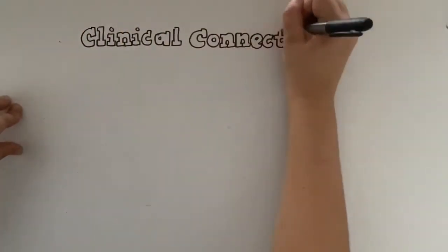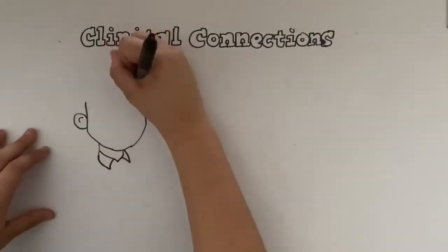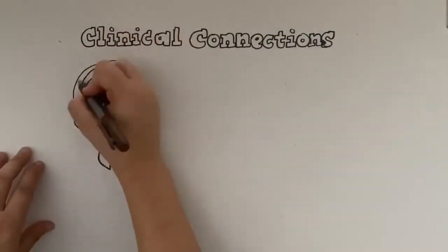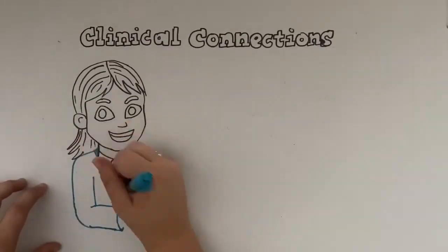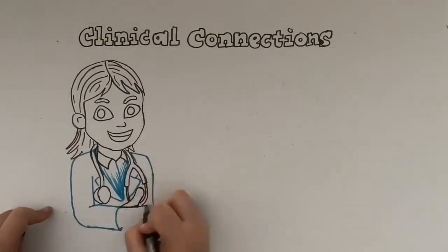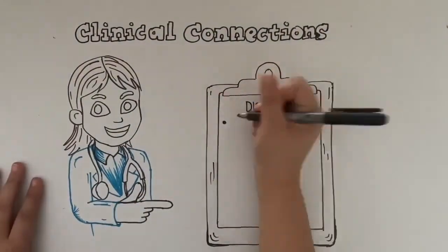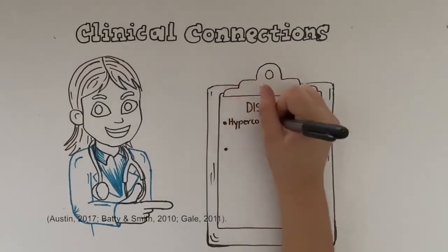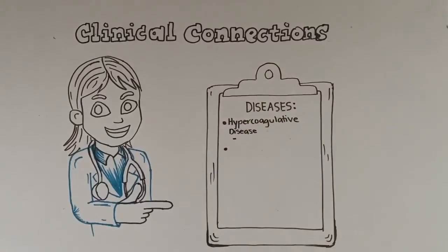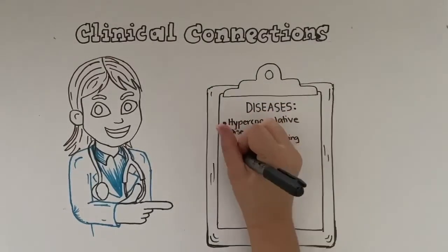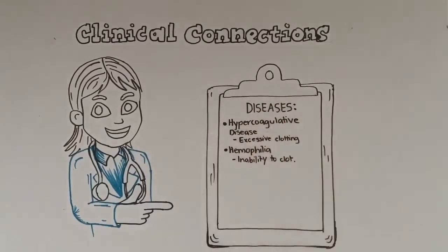Hemostasis is an essential physiological mechanism which allows for rapid blood clot formation, avoiding hemorrhage and conserving blood. It is crucial for health professionals to understand the process of hemostasis and the factors involved. This allows them to establish connections to diseases regarding issues with clotting, either excessive clotting diseases such as hypercoagulable disease, or the inability to form clots such as hemophilia.